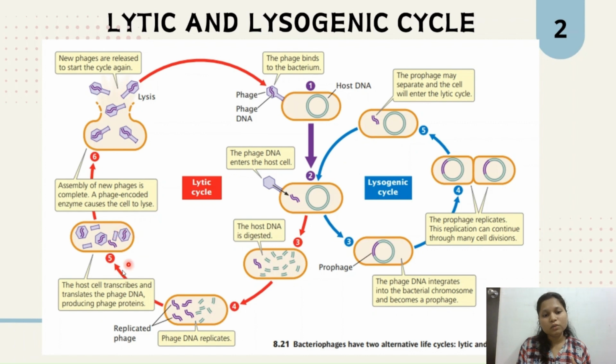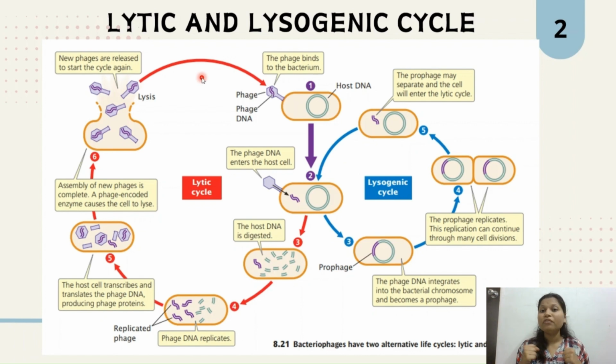Here the phage proteins are the body of the bacteriophages. Then these phage proteins assemble and form bacteriophages, and then the lysis of the cell takes place. Thus, the new phages that are formed are released outside. The cycle continues as these newly released phages infect other host cells.